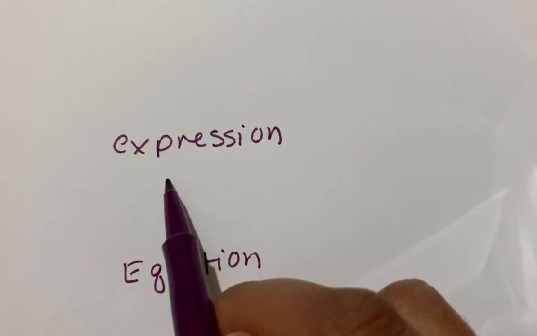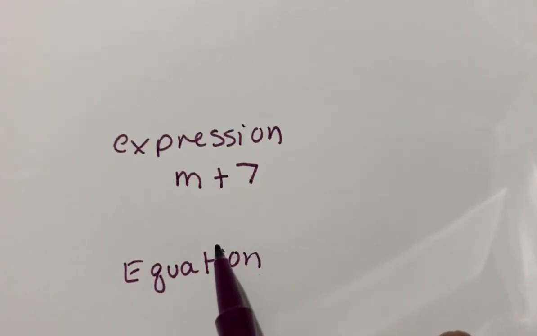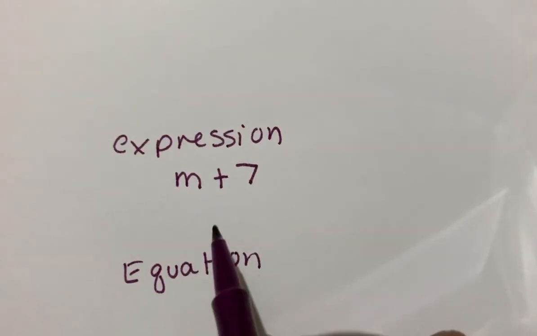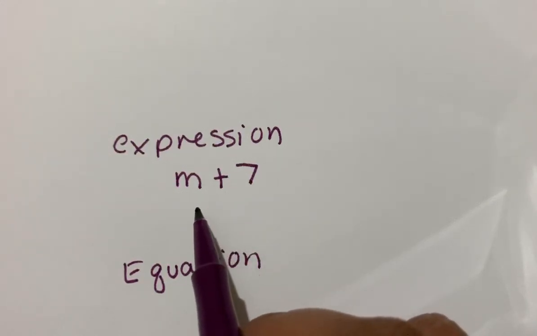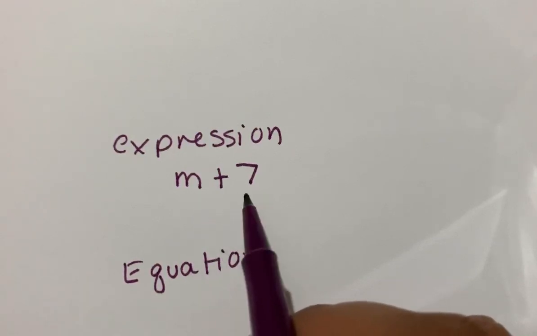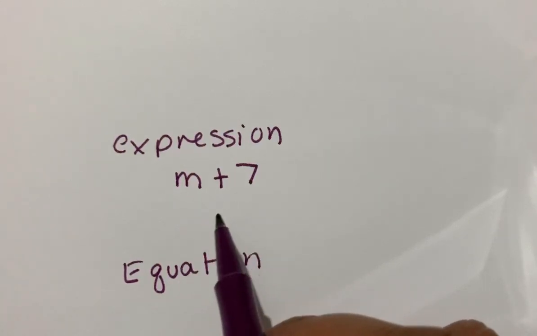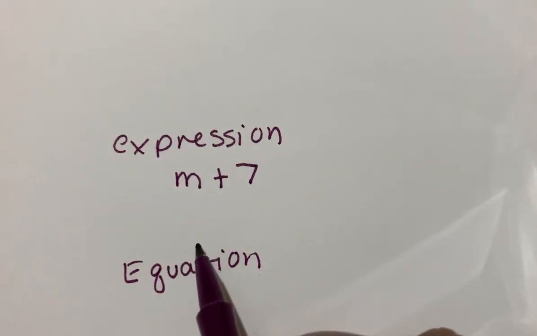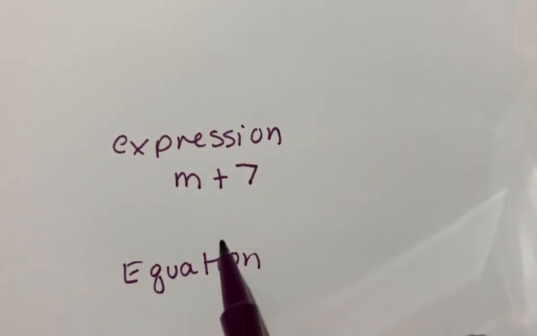So an expression is a number sentence with variables and numbers. For example, the expression m plus 7. An expression has many solutions because it doesn't have an equal sign. For example, you could pick any particular value for m to get a solution. So if m is 5, then 5 plus 7 is 12. M could be 2, 2 plus 7 is 9, or even a negative value like -3. So -3 plus 7 would be 4.